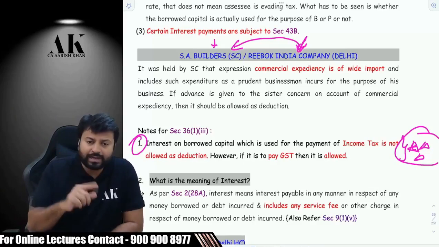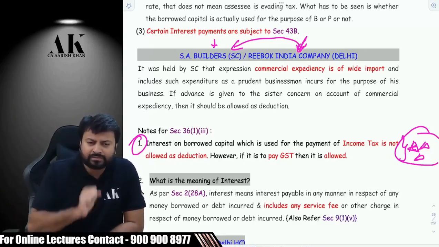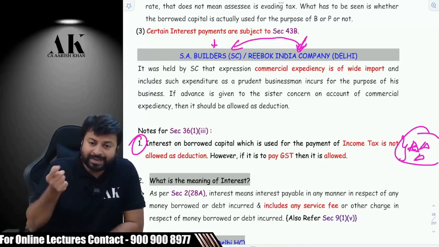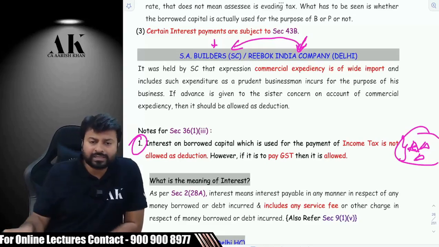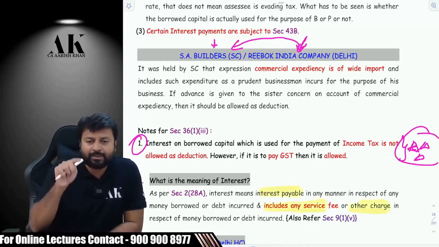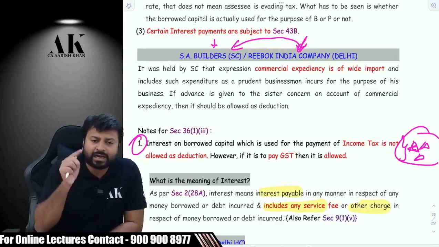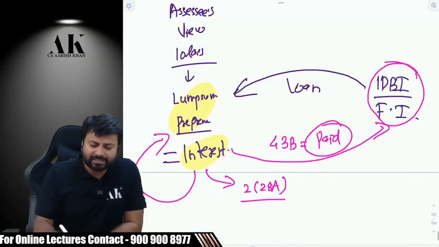Sorry, 298 sections. As per section 2(28A), interest means interest payable in any manner in respect of any money borrowed or debt incurred, and includes any service fee or other charge in respect of money borrowed or debt incurred. So what did the assessee say? Interest includes not only interest, but also any service fee or other charge. And this lump sum prepayment premium, can I call this another charge in respect of money borrowed? Please tell me. And therefore the assessee said that this is interest.